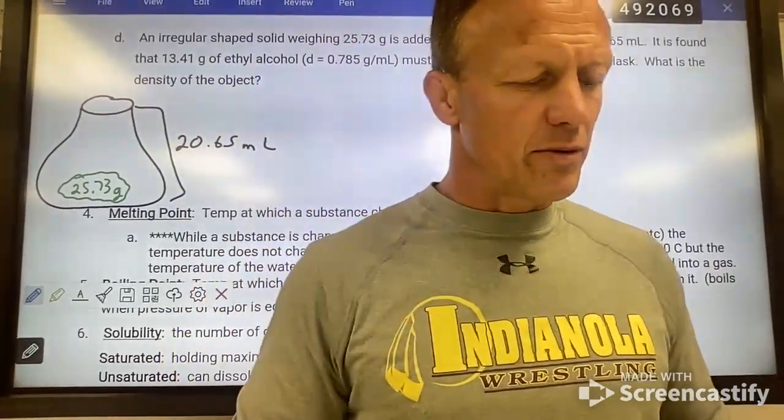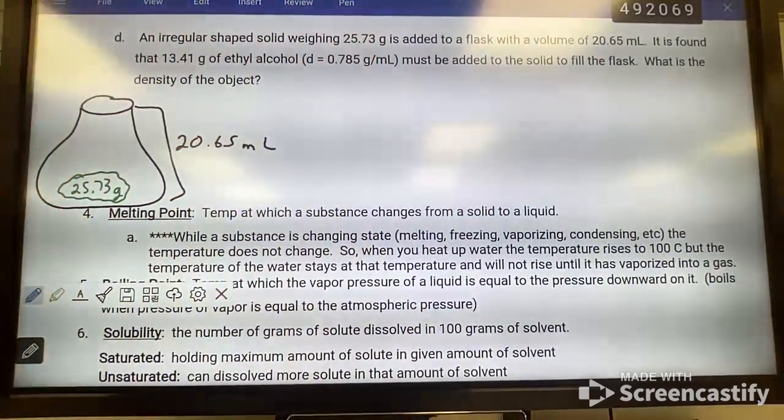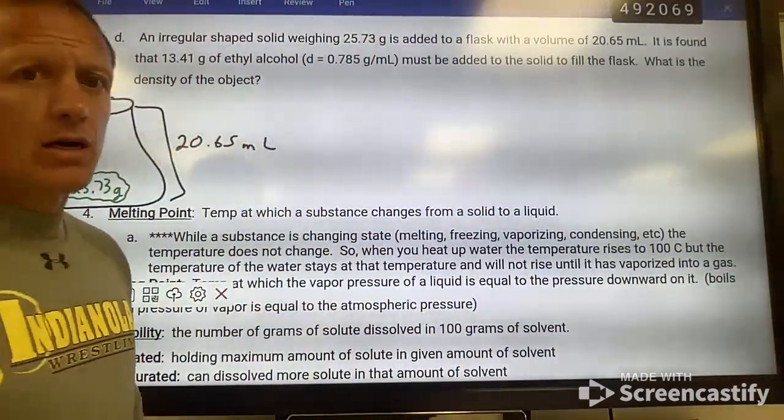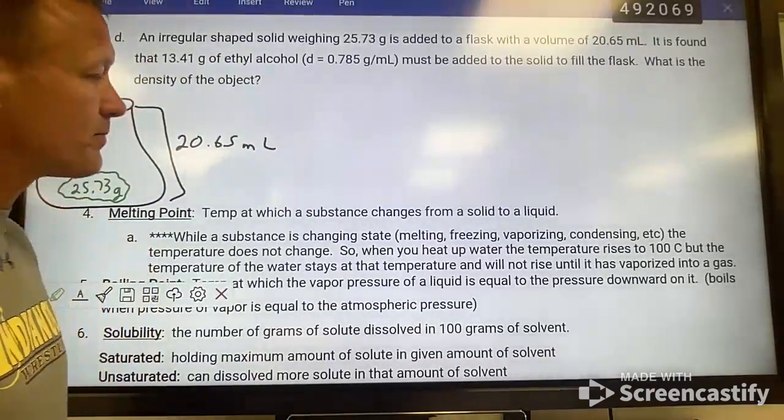This is going to be a density problem out of your notes. I believe it's on page 5. It's letter D here. It's kind of a tougher density problem. It asks you to figure out some things that are a little bit tougher.